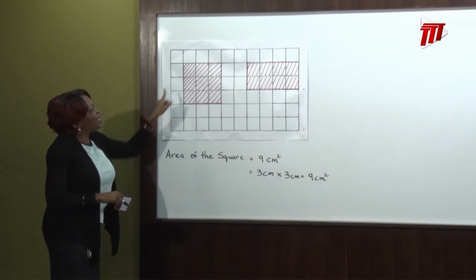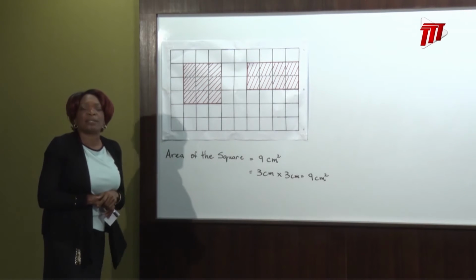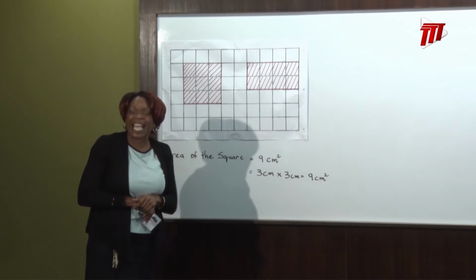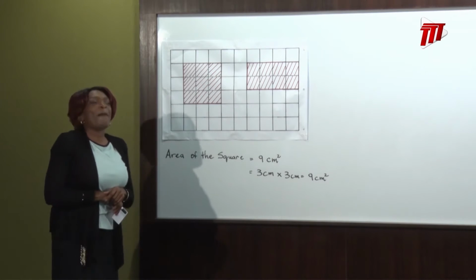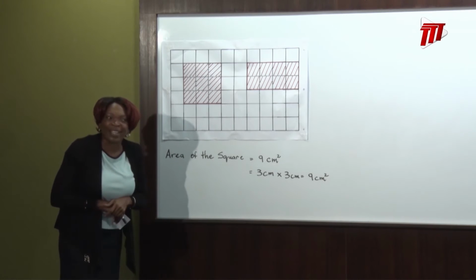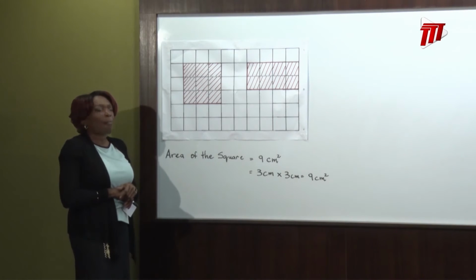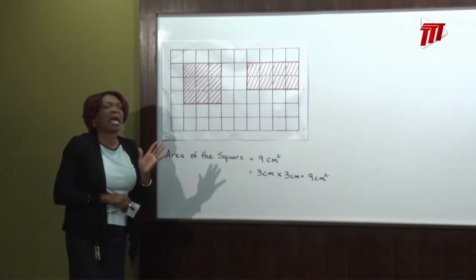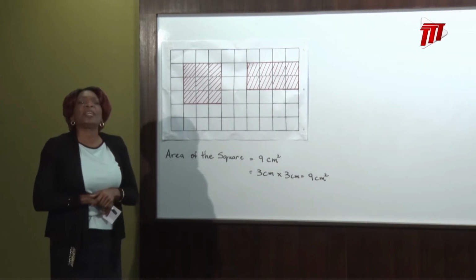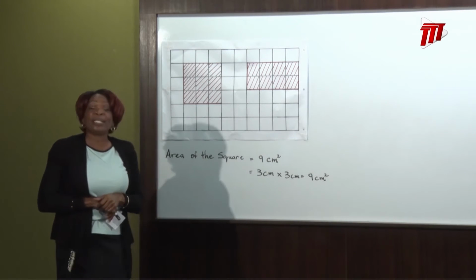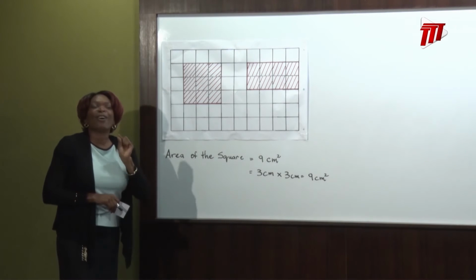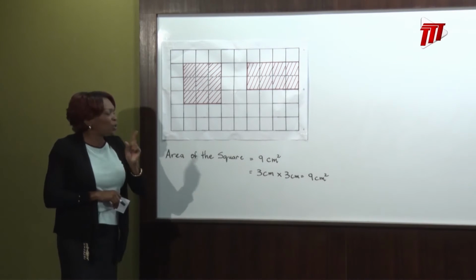What if the side of my square were 4 centimeters? Could you find the area? Yes. 4 centimeters multiplied by 4 centimeters will give us 16 centimeters squared. You're on point. What if the side of a square were 10 centimeters? I think you're catching on now. What would be the area? 10 centimeters multiplied by 10 centimeters, giving us 100 centimeters squared.